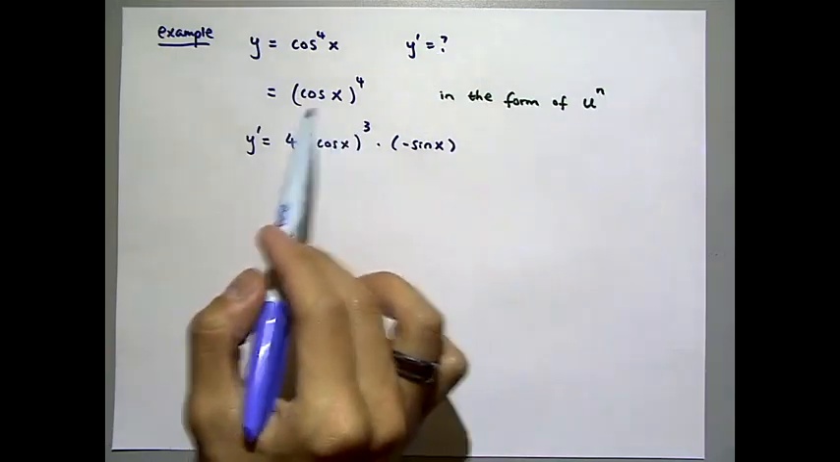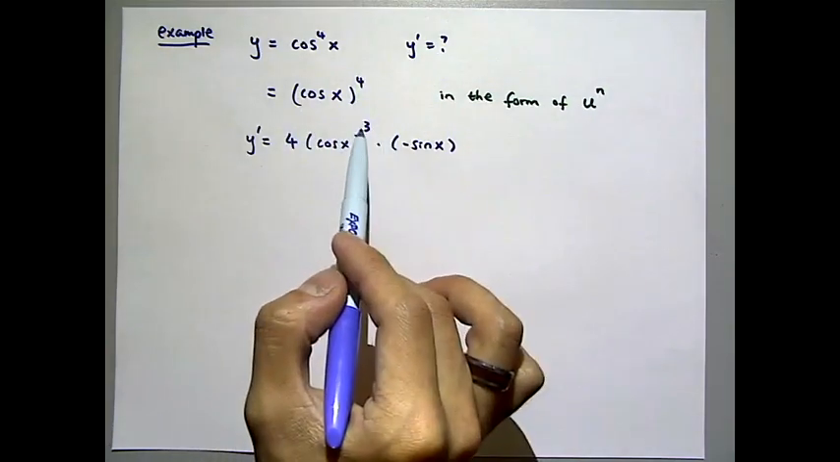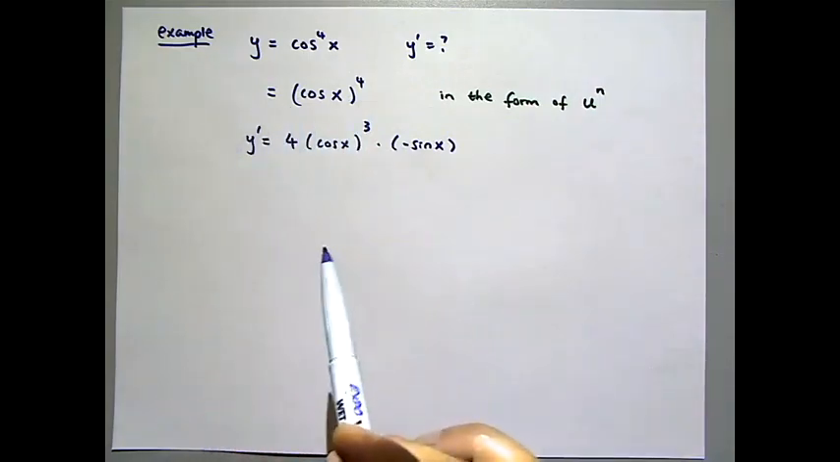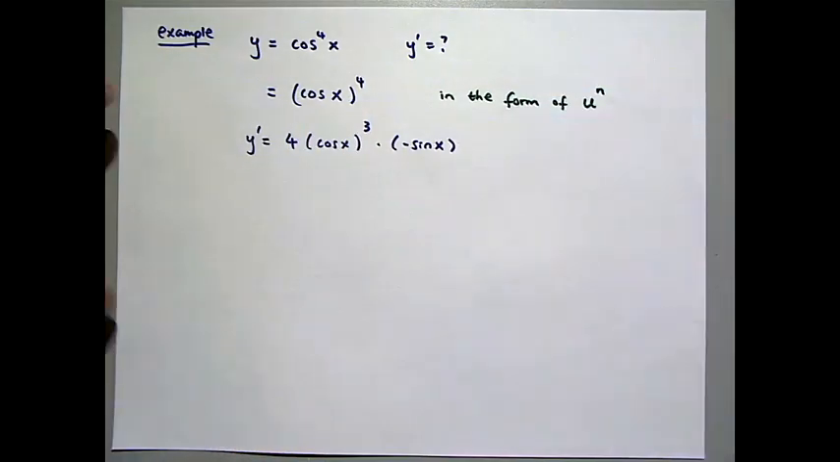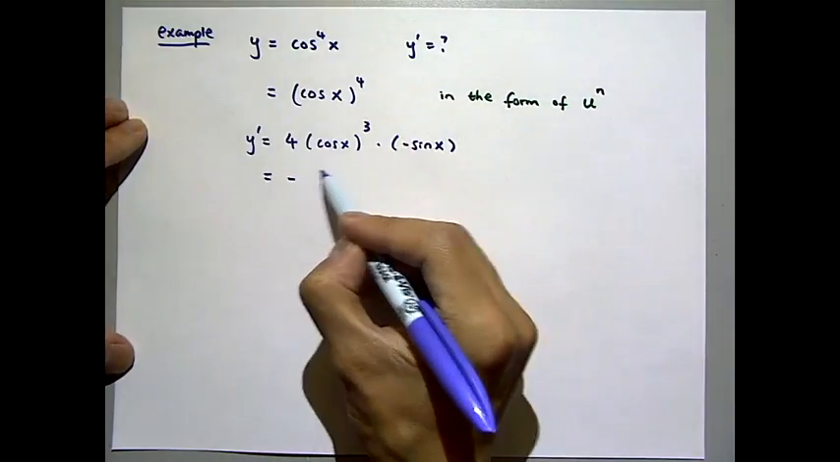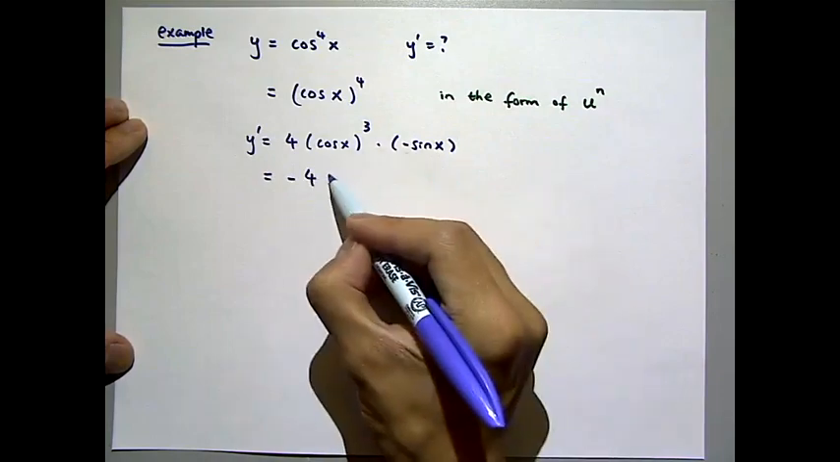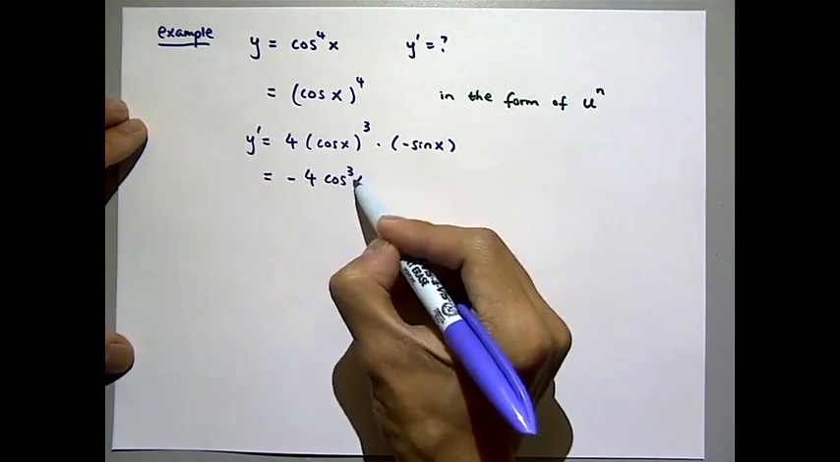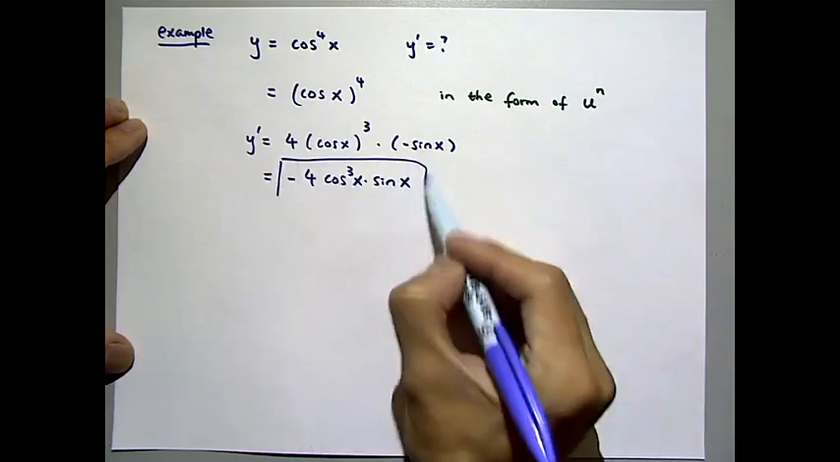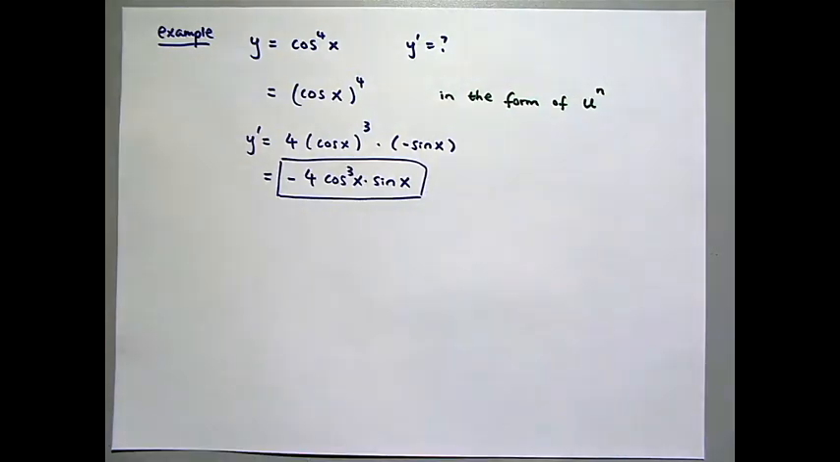Right? So we get this. Once again, pretend that's an x, bring the power down, keep that the same, reduce the power by 1. Now you multiply by the derivative of that to account for the fact that it's not just an x. So, slight simplification here. What do we get? We get minus 4 cosine. Let's put a 3 back with the cosine, and then the sine here. Questions?